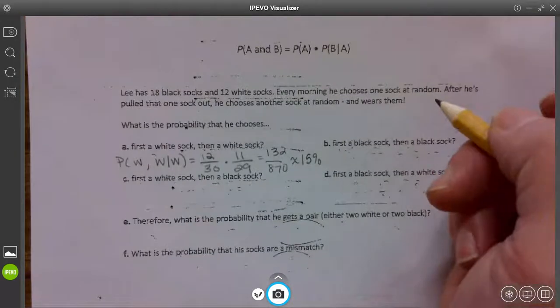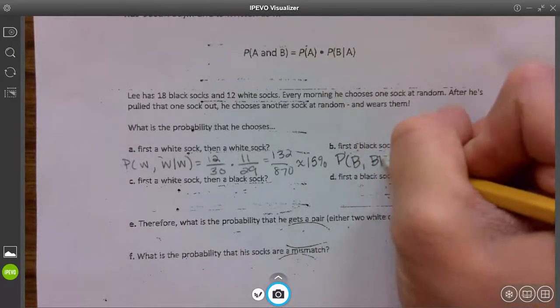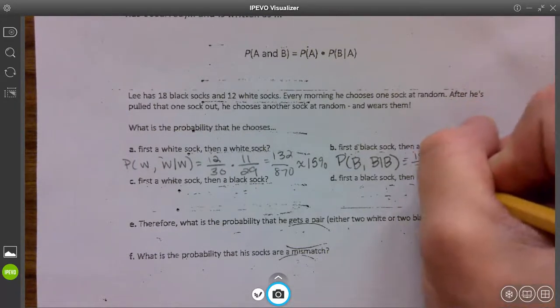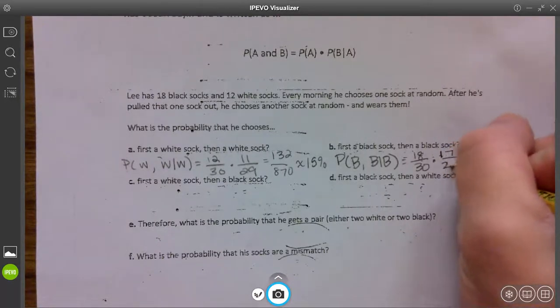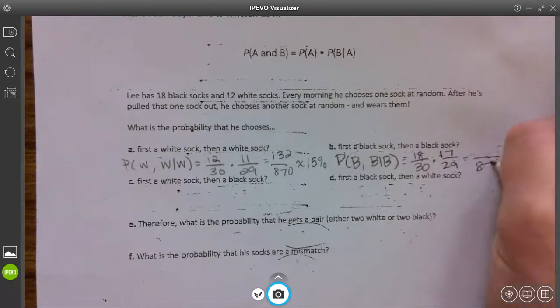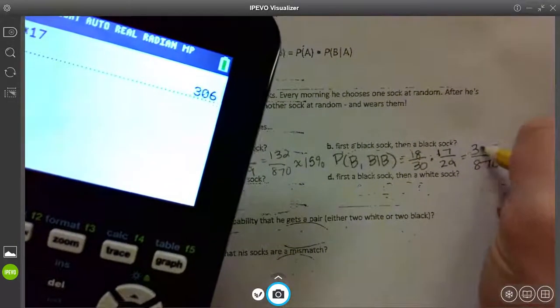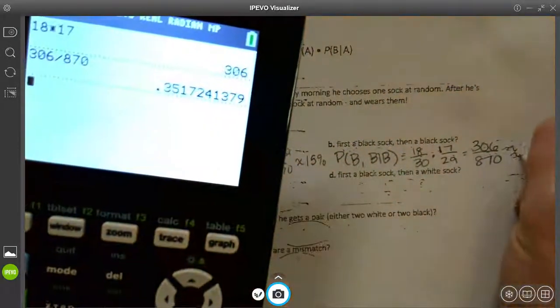Okay, let's try it with a black and a black. So what's the probability I get a black sock and then I get a black sock given that I just got a black sock? Well, there's 18 out of 30 black socks. And then if I already chose a black sock, then that leaves me with 17 black socks out of 29. You know that's 870. 306. So what's 306 divided by 870? That's about 35%.